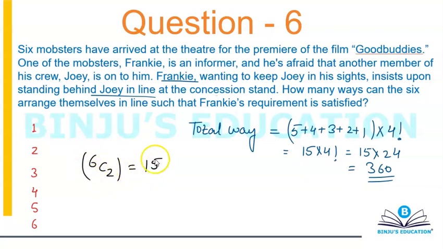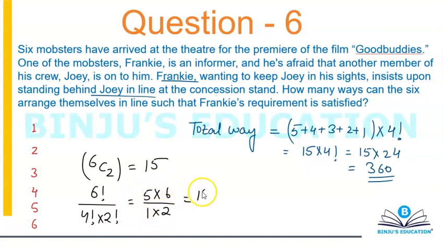That is simply 6C2. What is 6C2? 6C2 is 15. Or if you want to solve it, it is 6 factorial by 4 factorial into 2 factorial. That is 5 into 6 divided by 1 into 2, and that is simply equal to 15. And for the remaining 4 positions, the total number of ways in which you can arrange them is 4 factorial. That is again 15 into 24, which is equal to 360. If you don't want to make up the cases, then this is another way around in order to solve this question.